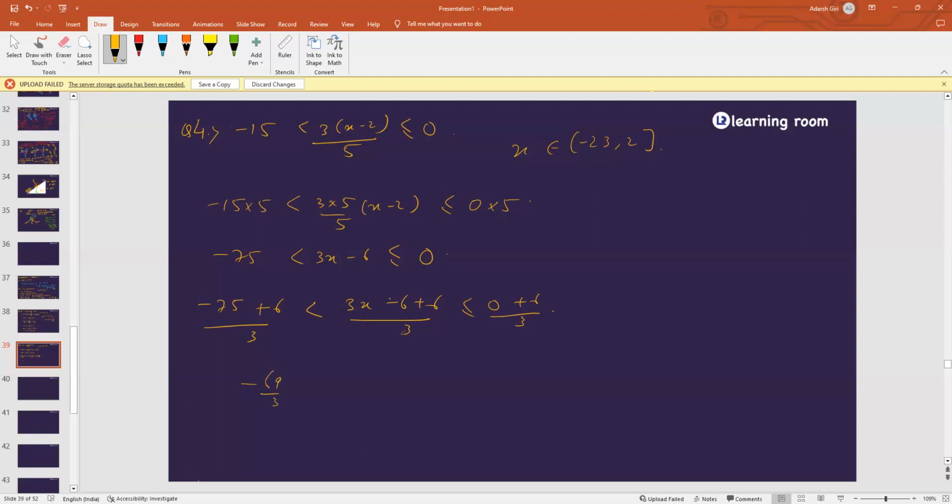Minus 69 upon 3. Here you'll be getting x and here you'll be getting 2. This sign will not be there. It's okay. So minus 23, x, and then 2. It's correct. Everybody getting this?